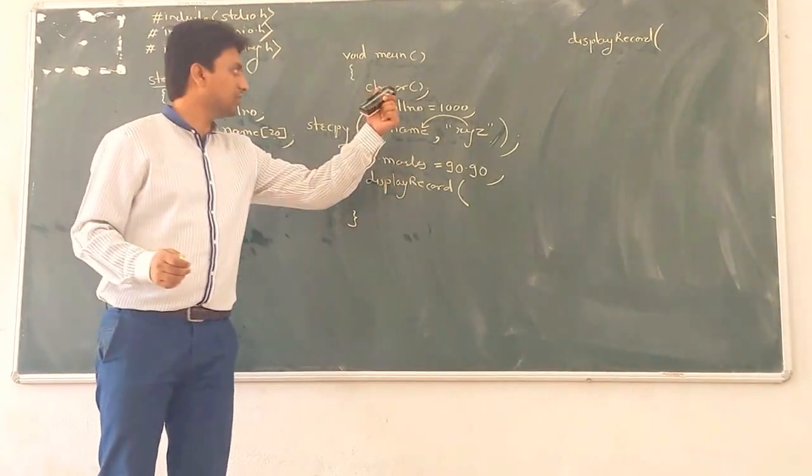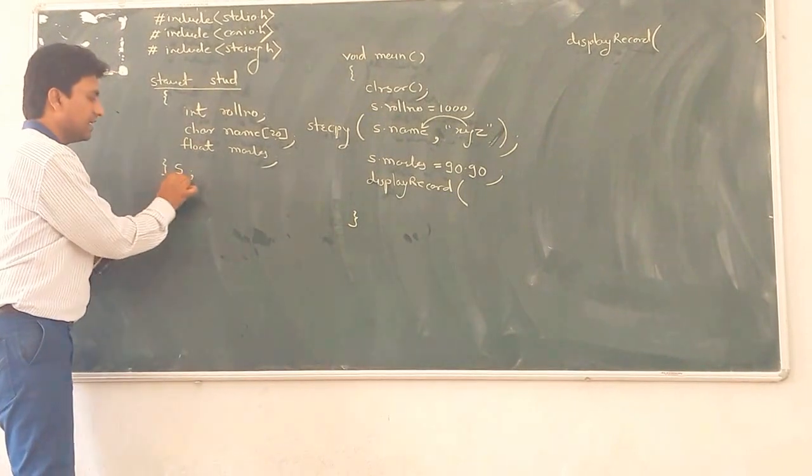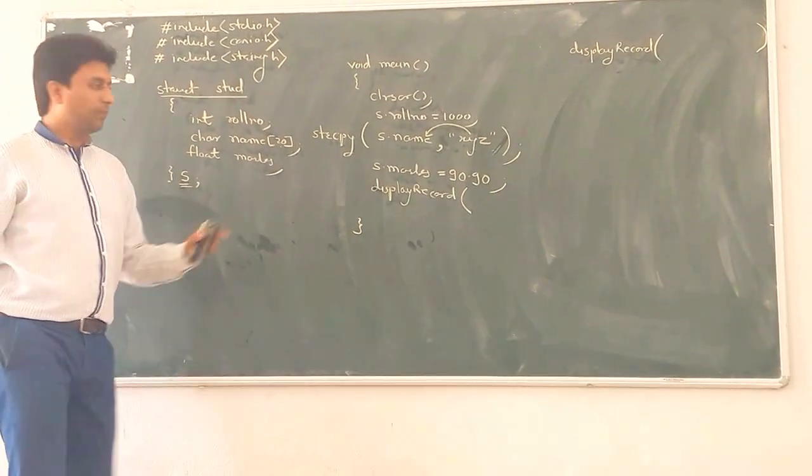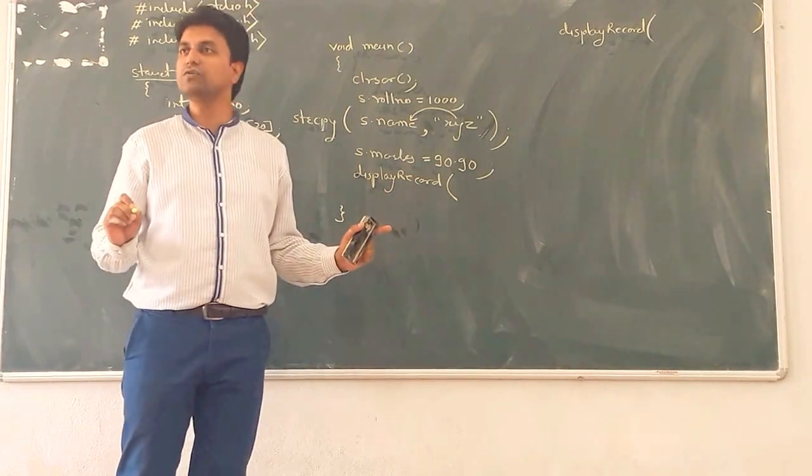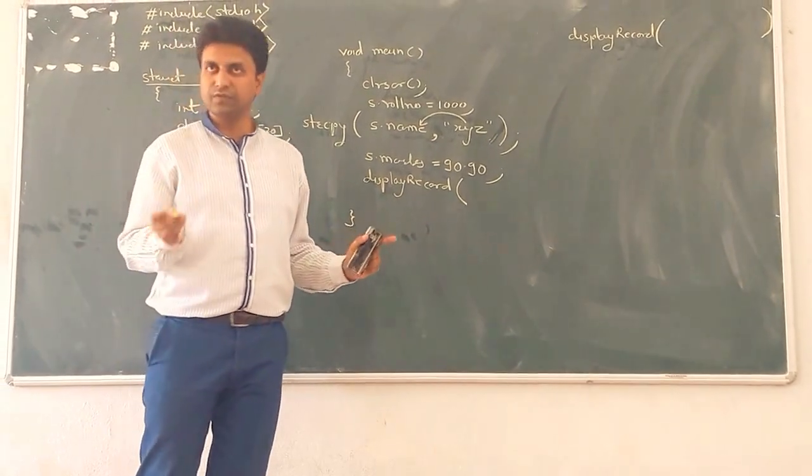How to pass the structure variable? Which is the structure variable? This is called the structure variable. Pass the structure variable to the function display record. But how? By value. Clear?